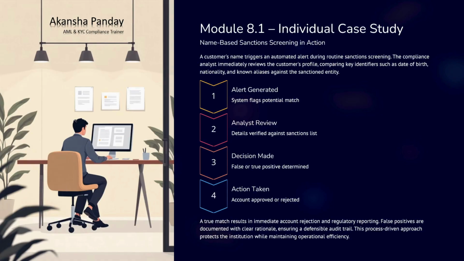The analyst begins by carefully comparing the customer's full name, date of birth, nationality, and place of residence with the details available on the sanction list. If the date of birth and nationality do not match and there is no other connecting factor, the analyst must conclude that the alert is a false positive.